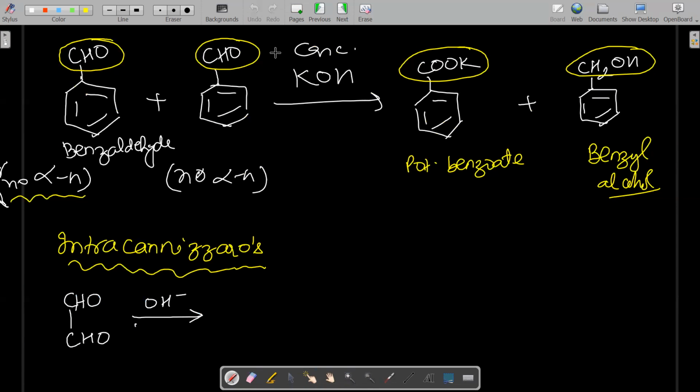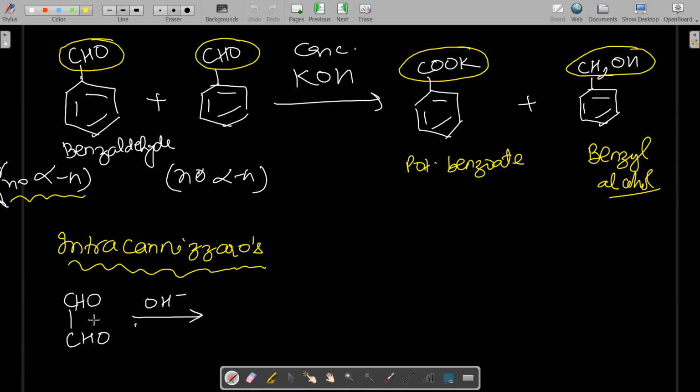Okay, so better we can see more examples. Okay, so this is inter-Cannizzaro reaction. So Cannizzaro reactions are of 3 types, or we can say various types. Inter-Cannizzaro, okay, between 2 molecules, that is called inter-Cannizzaro reaction. In the same molecule, that is called intra-Cannizzaro reaction. So this is another example. The common name of this is glyoxal, or we can say ethane-1,2-dial.